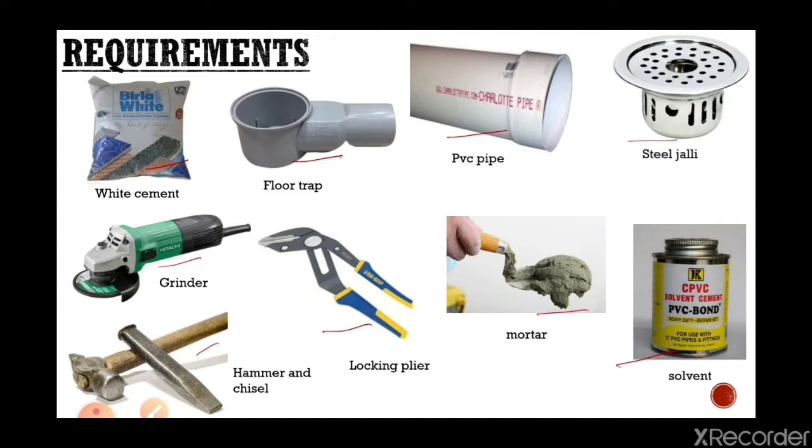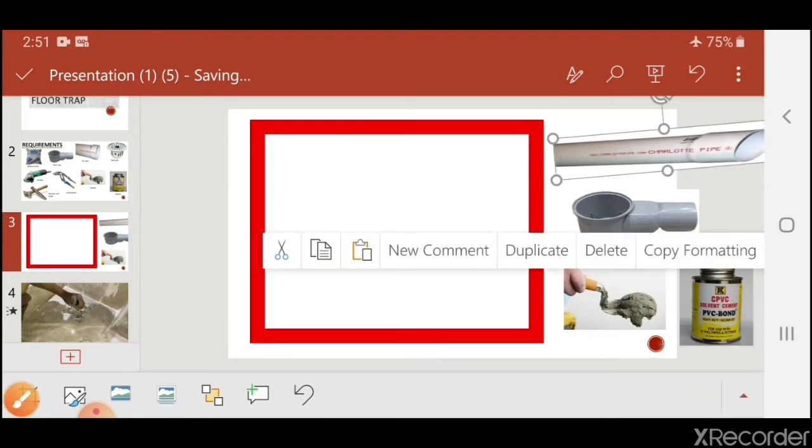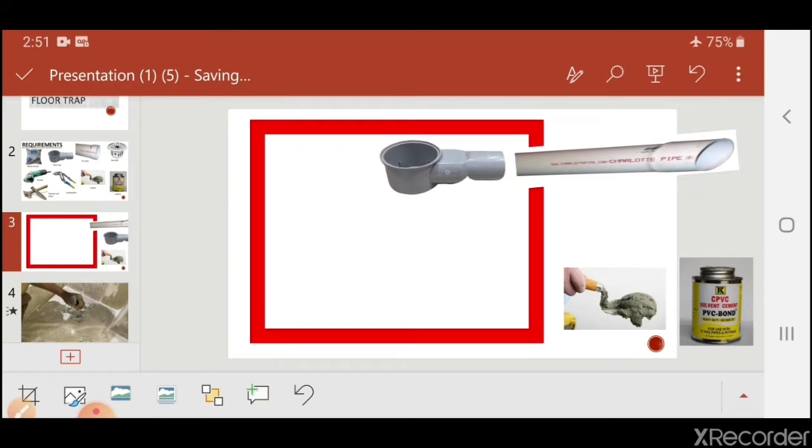We know that floor trap is provided at the floor level below every wash basin, kitchen sinks, bathtubs to collect the wastewater. Suppose this is our bathroom and we are going to install the floor trap here. So first of all, we have to make a hole at the bottom of the wall like here, then insert this pipe through this hole, then bring the floor trap in the bathroom.